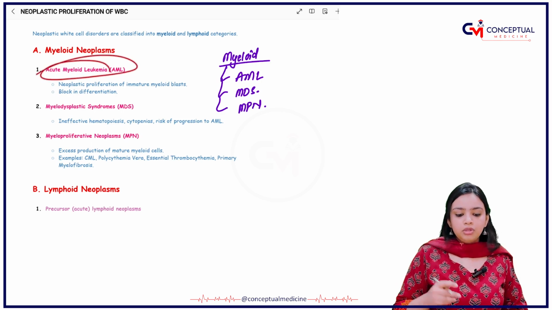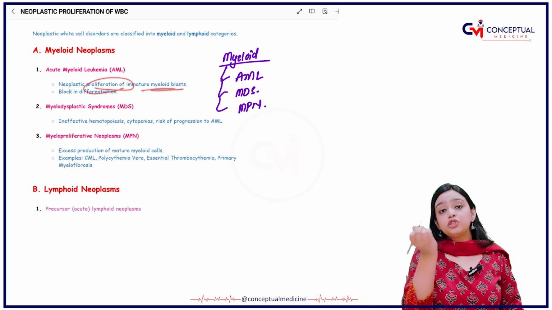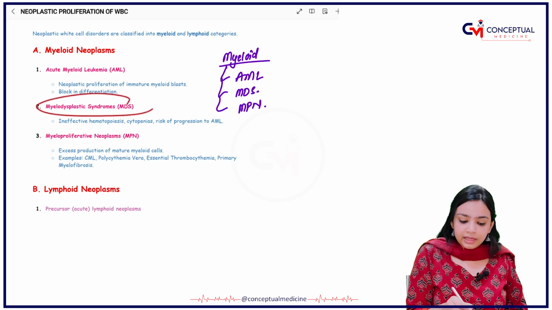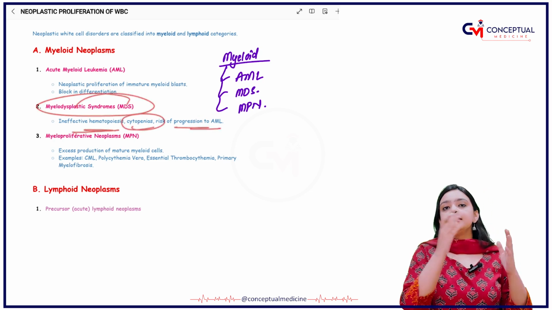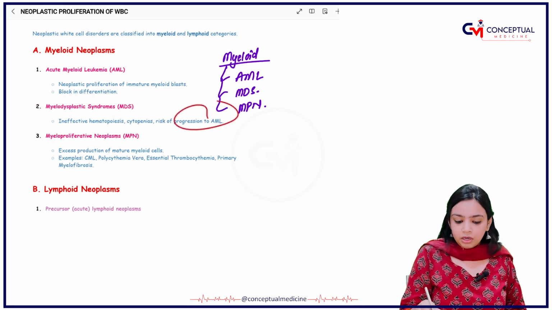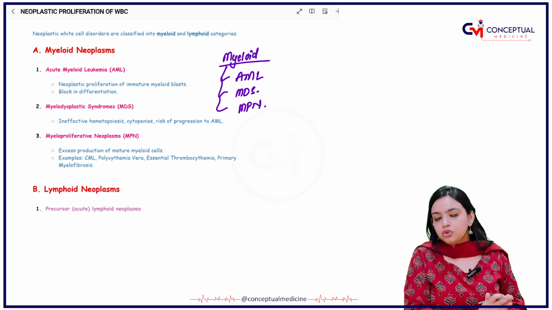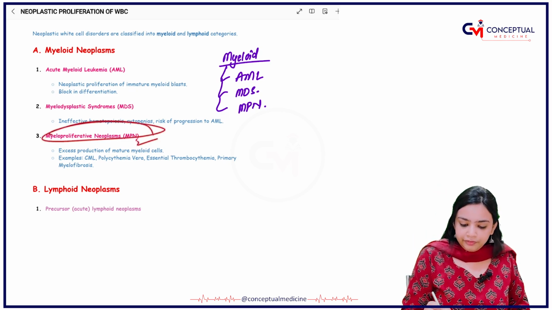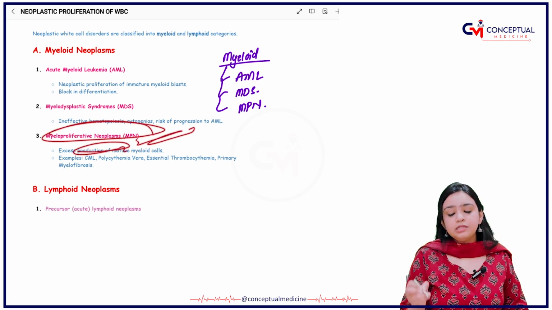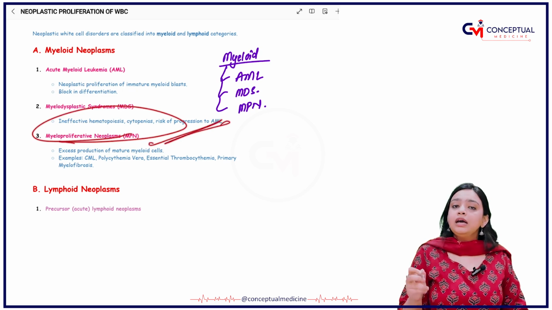Now, coming on to acute myeloid leukemia. In acute myeloid leukemia, it is a neoplastic proliferation of your immature myeloid blasts. In the MDS, there is ineffective hematopoiesis, cytopenias will be there, and there is a risk of AML, that is acute myeloid leukemia. We will study them in detail also, so don't worry. Then you have your myeloproliferative neoplasm. When there is excess production of your mature myeloid cells, then this syndrome will occur.